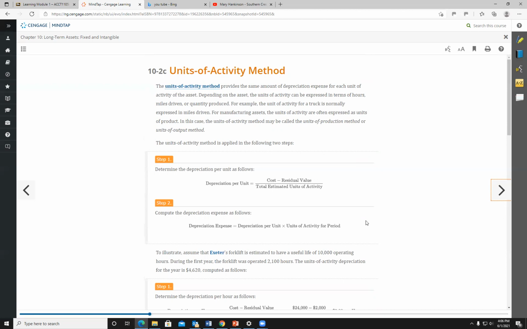For manufacturing assets, the units of activity are often expressed in units of product. So in other words, how many products has that particular piece of equipment produced? And that could be its unit of activity measurement for determining its depreciation expense. So in this case, the units of activity method may be called the units of production method or the units of output method. So let's look at how to apply the units of activity method.